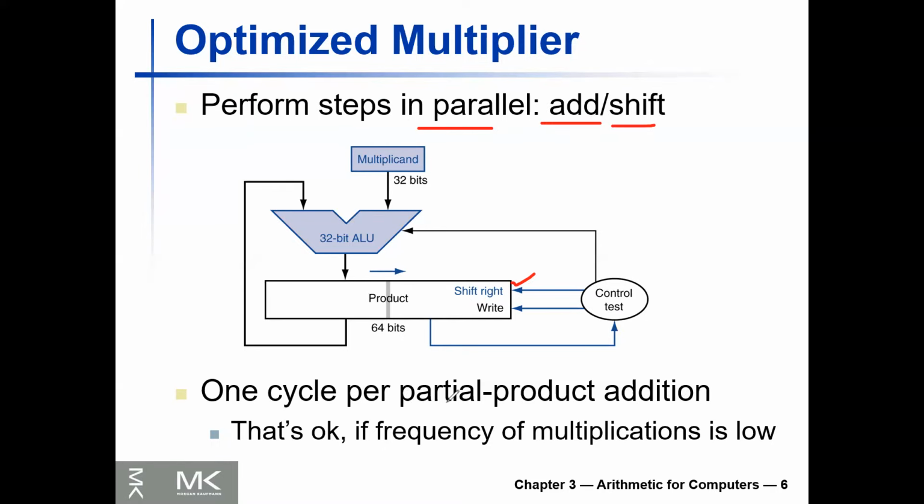So one cycle per partial product addition, that's okay if the frequency of multiplication is low. What you need to understand here basically is that we are now performing two steps in parallel, addition and shifting, so that the overall process will take fewer clock cycles and we will have the result faster than the one without parallelism.